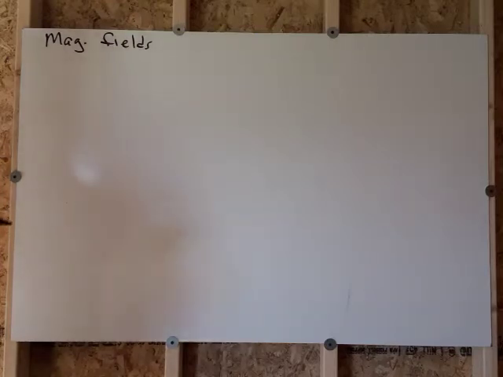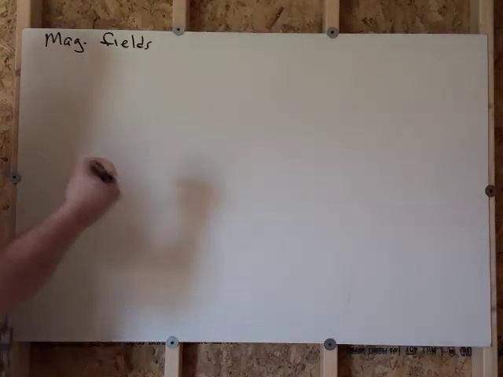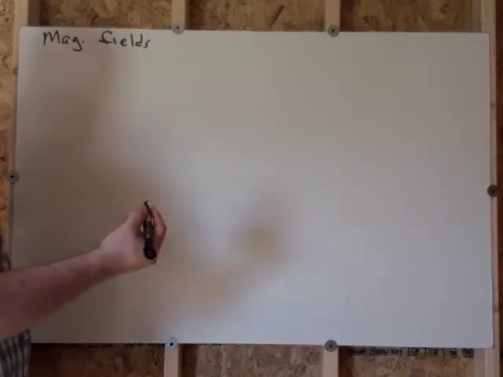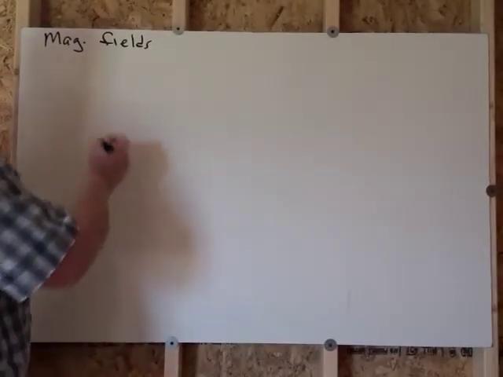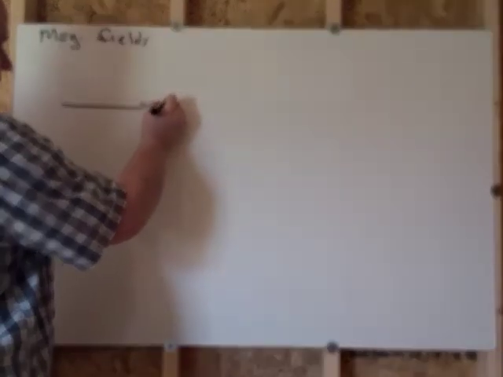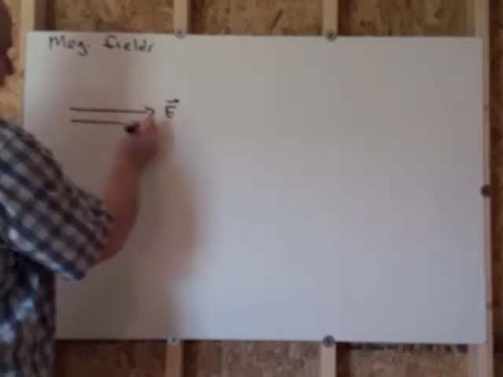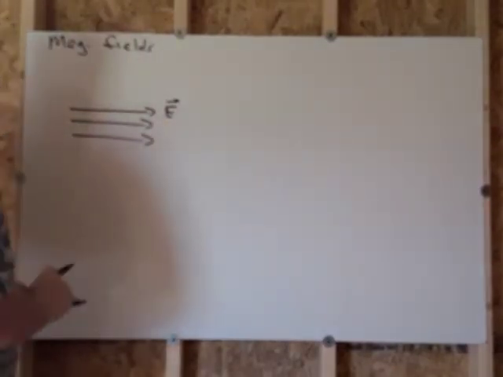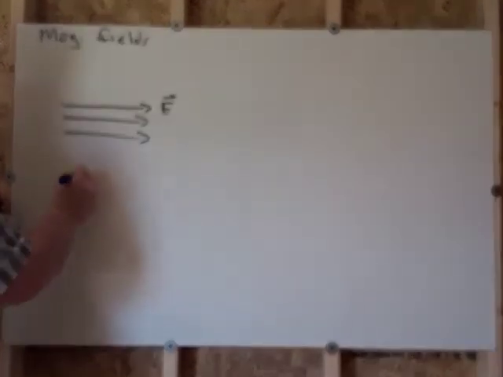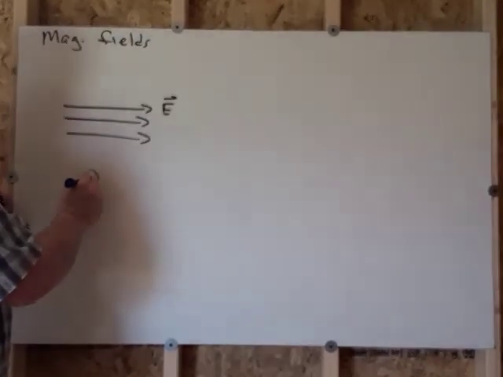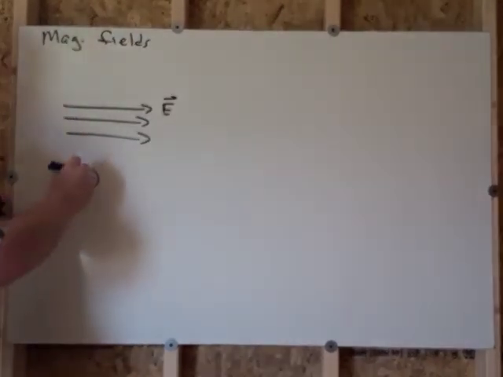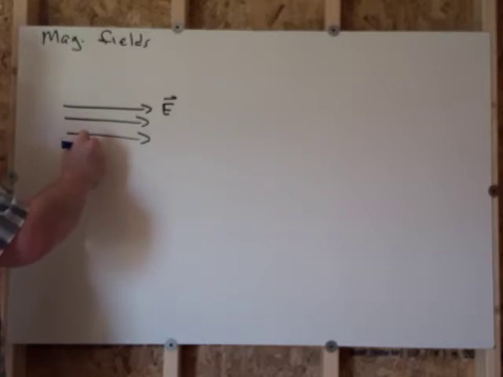So what I'm going to do is just propose we have some electric field and some charge. And I'm going to ask what happens to the charge as it goes along. So I'm going to put in an electric field here, and then I'm going to put in a positive charge, and we're going to give it a velocity this way.